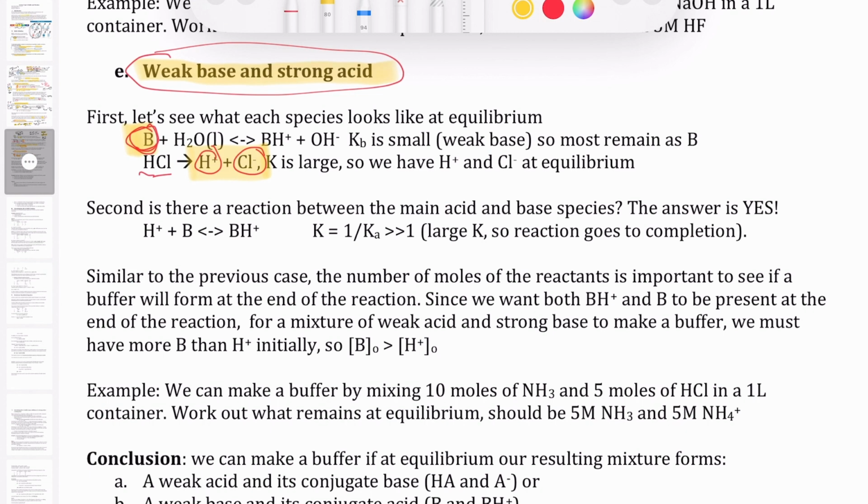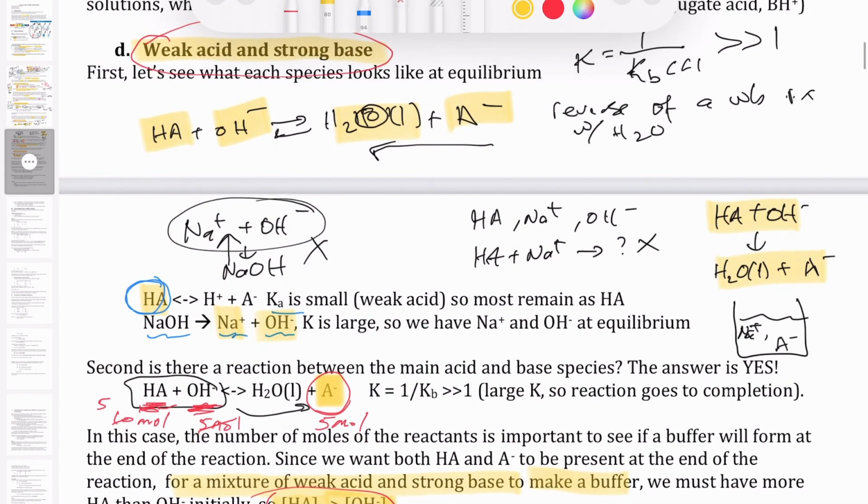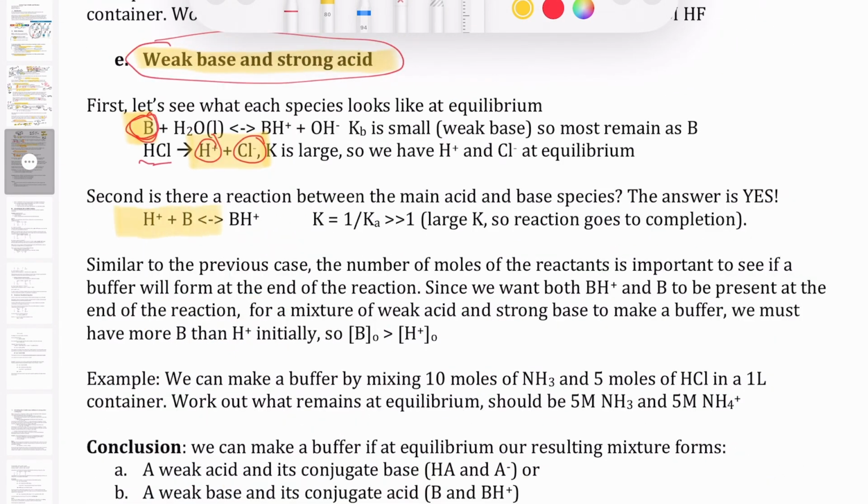The question is, which 2 of those species will react with each other? And just going through the same logic as I did earlier at the top, the only reaction that will happen to an appreciable extent is the reaction between H plus and B. So H plus is our proton that comes from the HCl. The B is the weak base that was originally there. And they're going to form the conjugate acid of the weak base, which is BH plus. This K is going to be a large K, because it's 1 over Ka.